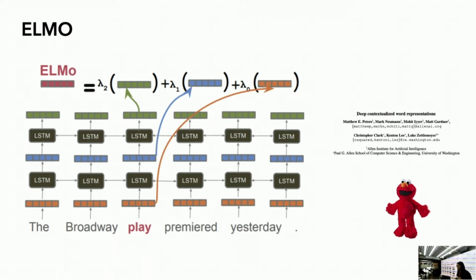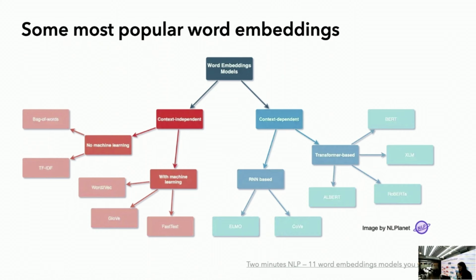ELMo also started this trend of people naming models after all sorts of fancy characters. As you can probably guess, there was BERT, Bernie, and a lot of models after that. There were a lot of popular word embeddings at that time, so I just showed some of those here. This marked the starting point of NLP moving towards something more deep and neural.